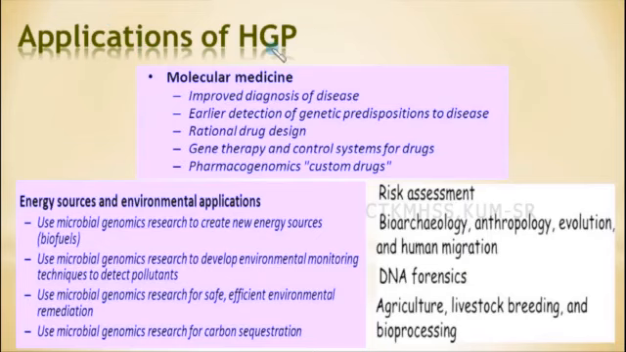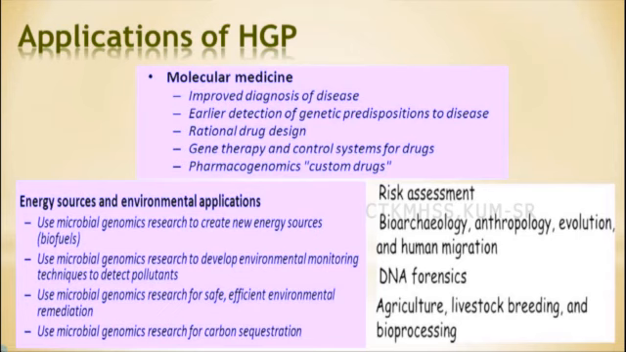When you see the applications of HGP, they are used in various fields. In molecular medicine, it is used for improved diagnosis of disease and early detection of genetic predispositions to disease, then rational drug designing, gene therapy and control systems for drugs, then pharmacogenomics, that is custom drugs. Pharmacogenomics is given in your book.